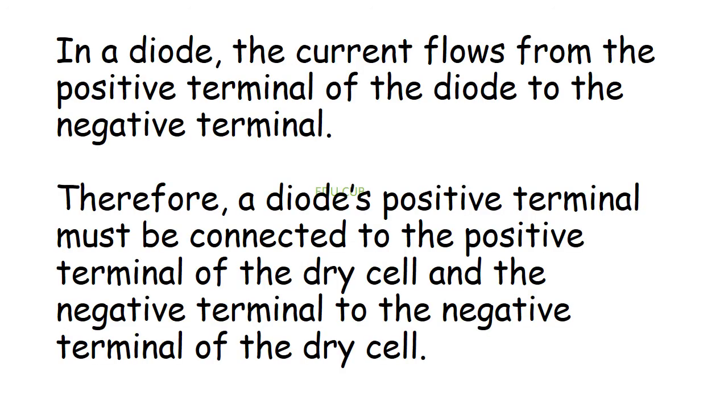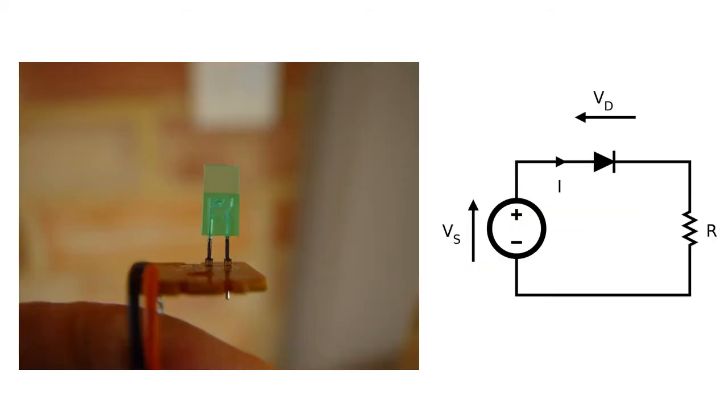This is the standard symbol of the diode. When we are drawing a circuit using symbols, you have to add this standard symbol to the circuit for a diode. In a diode, the current flows from the positive terminal of the diode to the negative terminal. Therefore, a diode's positive terminal must be connected to the positive terminal of the dry cell, as well as the negative terminal of the diode must be connected to the negative terminal of the dry cell. Here you can see how the diode is connected to the circuit in the symbol diagram also.